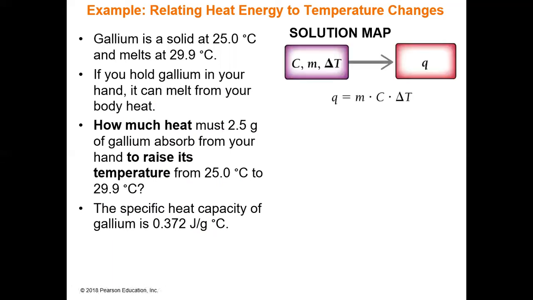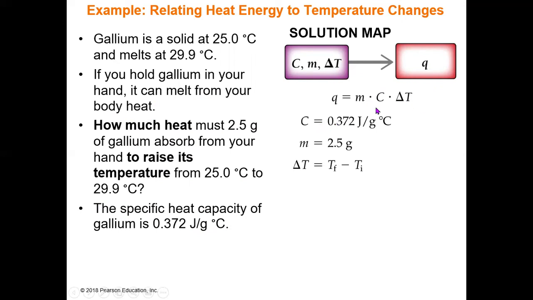So we are given C, m, and delta T, and we want to calculate Q. Do we have an equation for that? Yes, we do. We have Q equals m times C times delta T. The units will work out, so we can simply plug those numbers in.